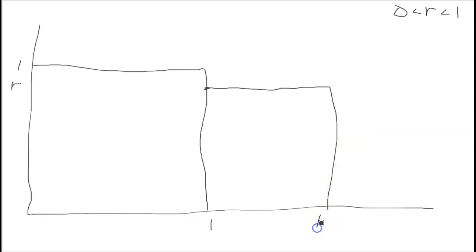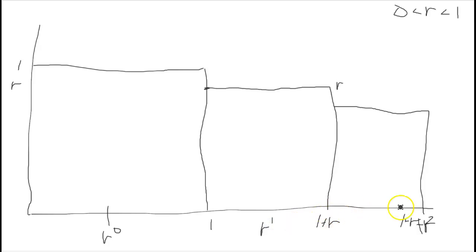So this is 1 plus r, and the height is r. And then we'll multiply by r again. So this is 1 plus r plus r squared. This has got width 1, in other words, r to the power 0. This has got width r, r to the first power. This one's got width r squared, r to the second power. And the height, just r squared.